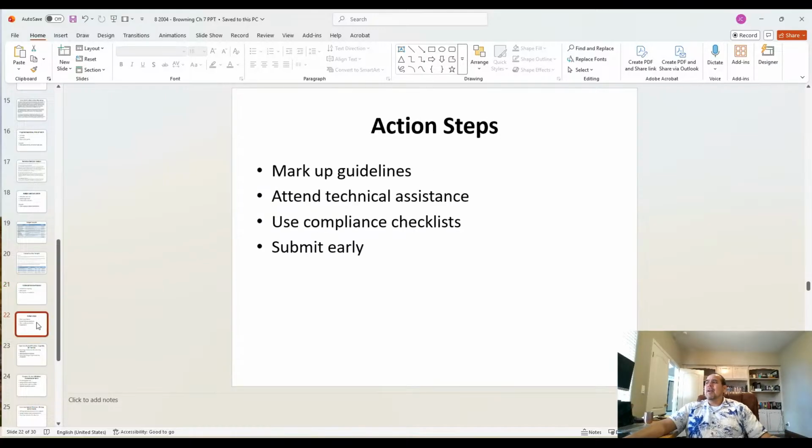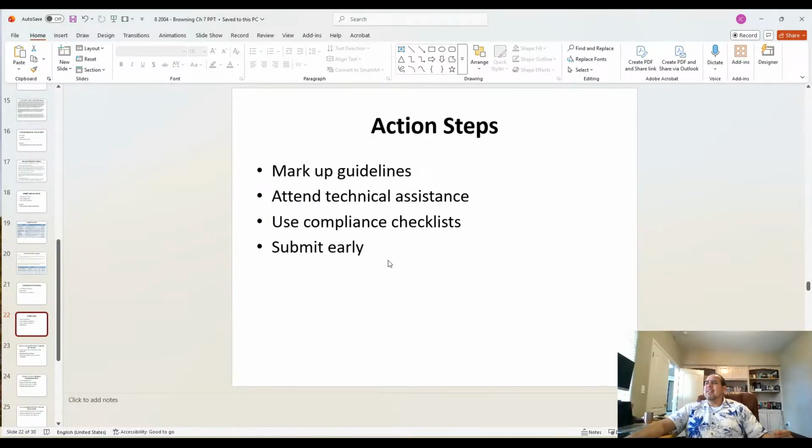The action steps are marking up the guidelines and attending technical assistance workshops or webinars that they have. Almost every state grant is going to have a webinar a month or 2 months sometimes before the actual deadline of the grant. I highly encourage you to attend those, ask questions, and also find out who else is applying. A lot of times you go and scope out who the competition is, and you also find out what kind of questions other people were asking. Usually they've already read the request for proposals, and now they're asking questions that maybe weren't so clear in that request for proposals.